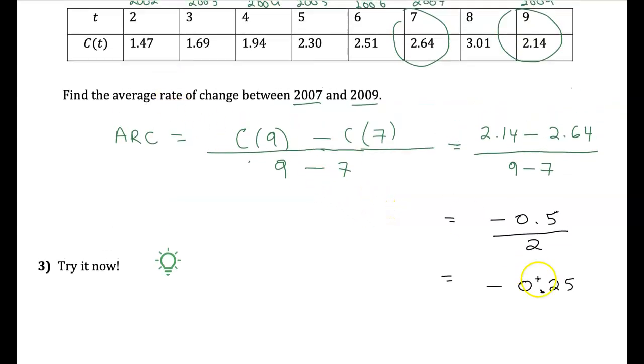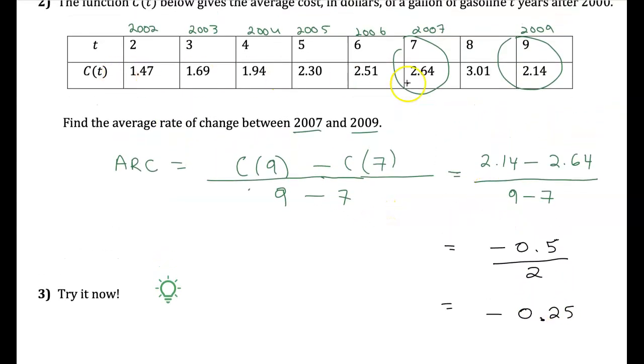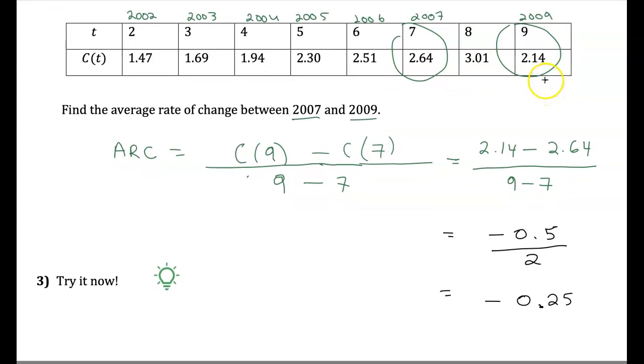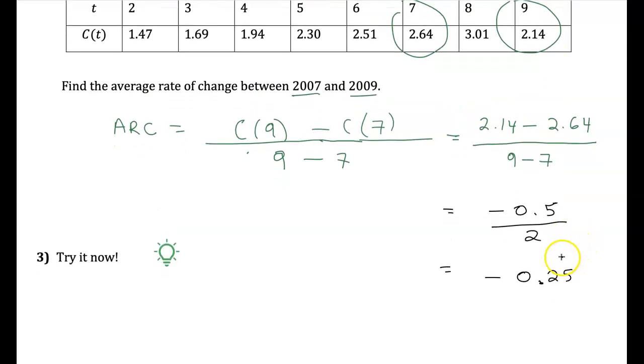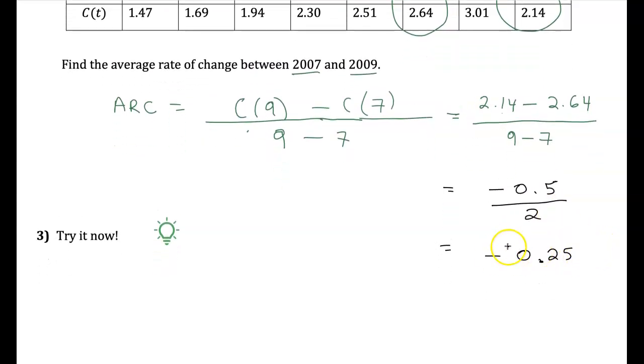Notice the average rate of change is negative, which indicates there's a decrease, right? It's going down instead of up. So this would be in dollars per year, or 25 cents per year.